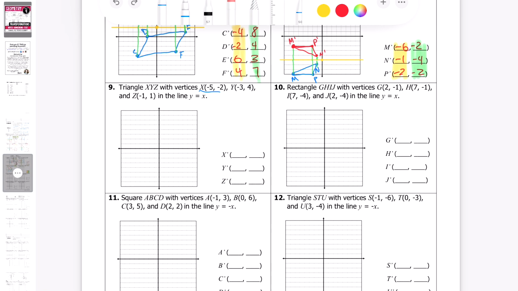So we're going to go -5, so 1, 2, 3, 4, 5 left, and then down 2. So we have x, and then y is 3 to the left and 1, 2, 3, 4 up. So there's y, and then z is -1, +1. So there's z. All right, so here is my triangle that I'm going to reflect over this other line. So I have my 3 points graphed.